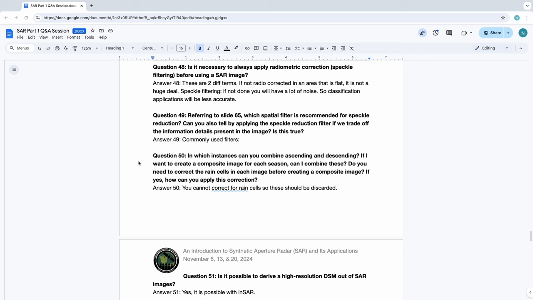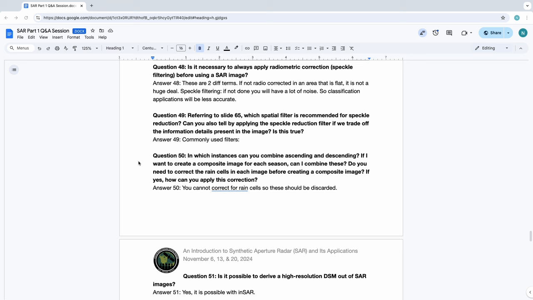What I would rather do is a separate analysis with the ascending time series images and descending time series images, and then combine the results, for example. But you could combine them, and you can do that if your area is flat. So if you're looking at a wetland or a flat area, that should not be an issue. Now, if I want to create a composite image for each season, can I combine these? Yes, as long as, again, it's a flat area.